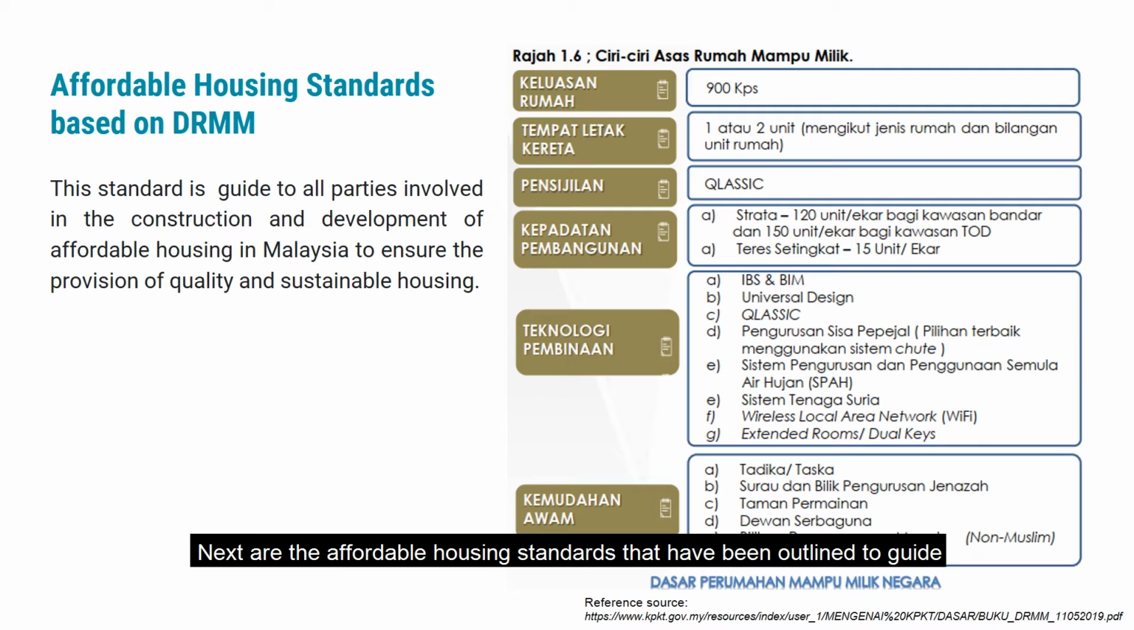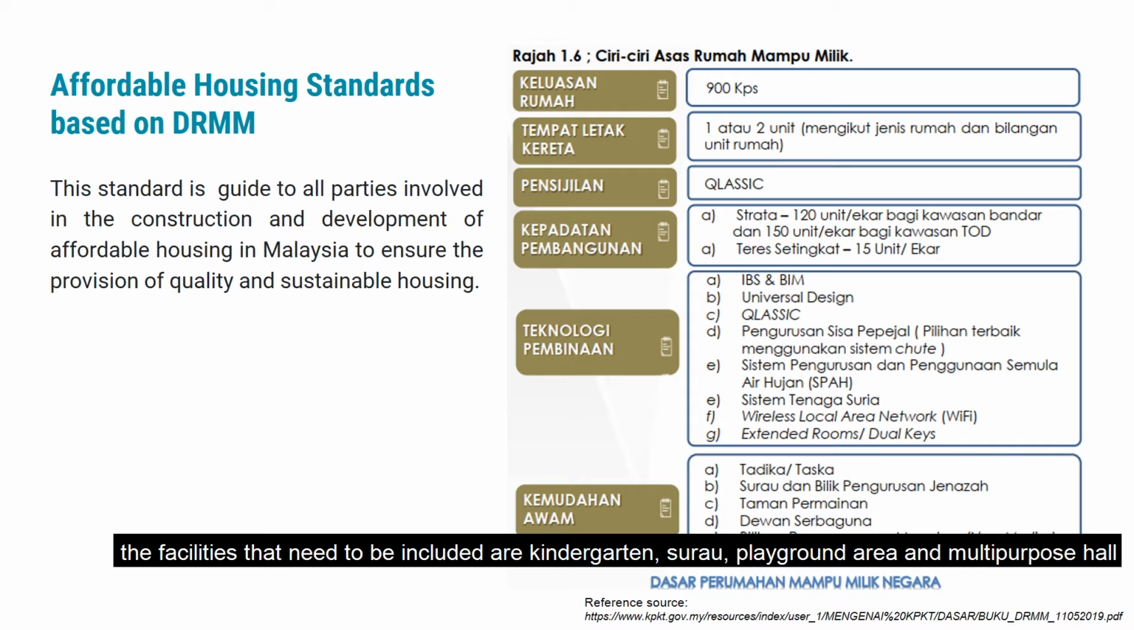Next are the affordable housing standards that have been outlined to guide all the parties involved in the construction and development of affordable housing in Malaysia to ensure the provision of quality and sustainable housing. Some of the standards are: the house has an area of 900 square feet with 1 to 2 car park spaces depending on the type of house and the number of units. The facilities that need to be included are kindergarten, surau, playground area, and multipurpose hall.